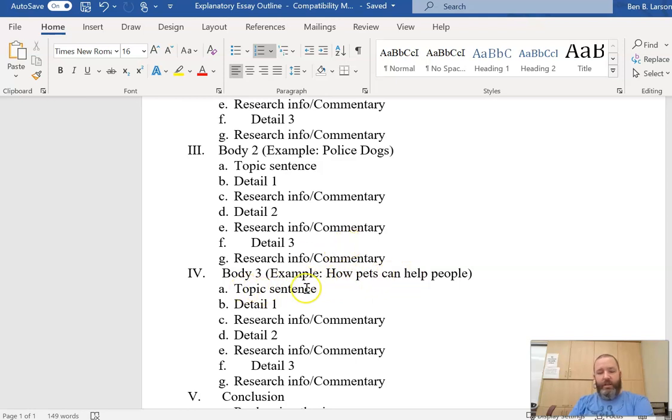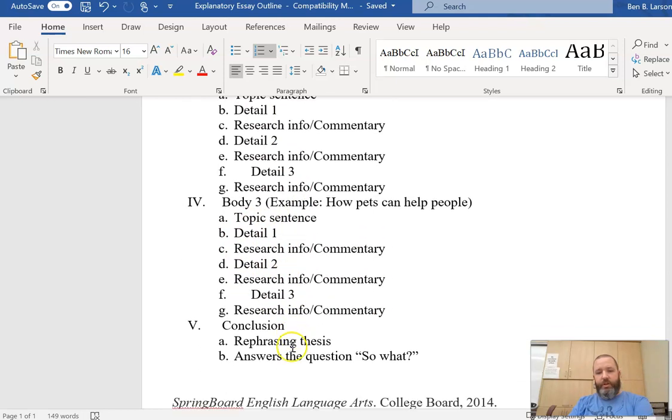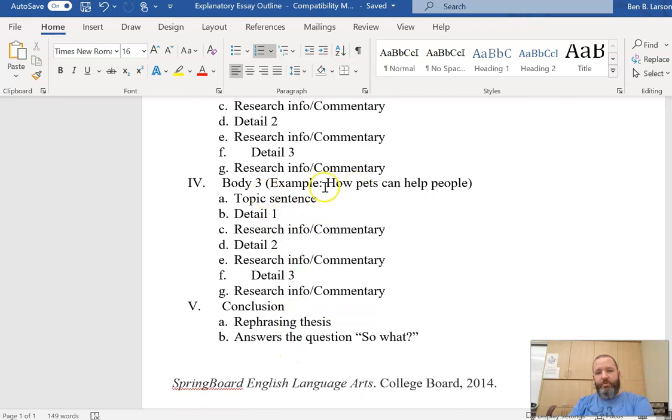Your topic sentence, you'll notice a pattern here. Detail number 1, research information or commentary. Detail number 2. So you're going to have at least 3 reasons to support this topic sentence, and then information that you learned from your research.